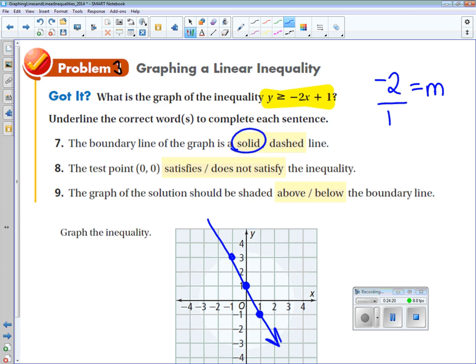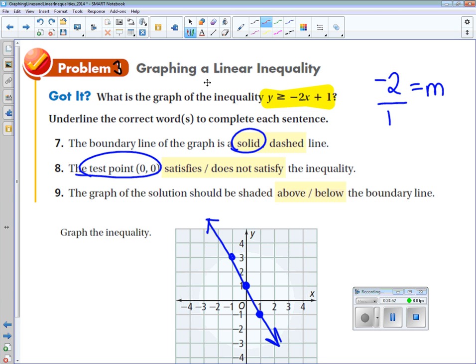And then I have to decide where I'm going to shade. Am I going to shade above the line or below the line? Okay, since it says greater than, my feeling is above. Some people think that looks more like right and left, so it's hard to see if it's above or below. So that's where this idea of the test point comes into play. You can plug in a point to see if it satisfies the inequality. So I'm going to do that real quick.